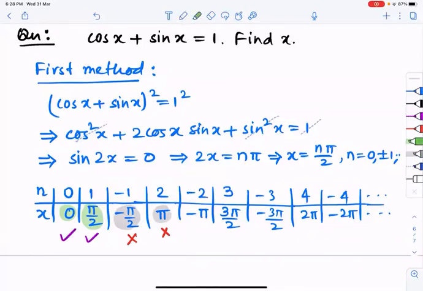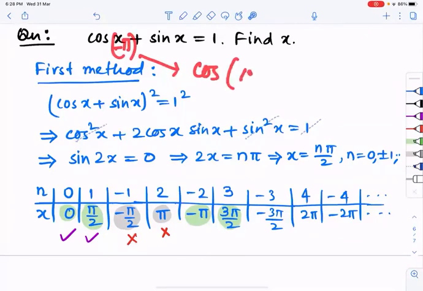Okay, now minus pi and 3 pi by 2, they will satisfy the equation. Let's see. If I put minus pi, cos minus pi is, cos of minus pi কত? It is same as cos pi. Cos pi মানে cos 180 degree. কত হয়? Minus 1. তাই তো?